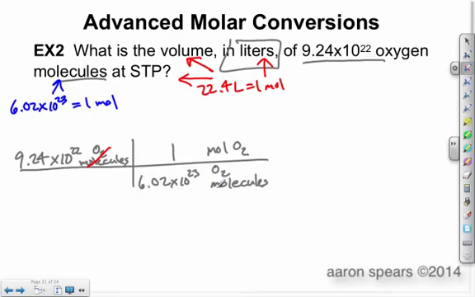Oxygen molecules now cancel out, and I'm left with moles of oxygen. I don't want to find moles of oxygen, I want to find liters of oxygen. So I'm going to extend the picket fence. I'll put moles of oxygen down below, liters of oxygen up top.